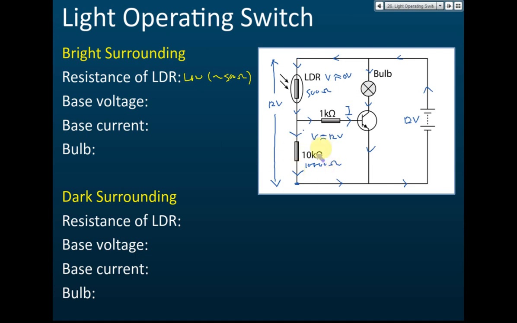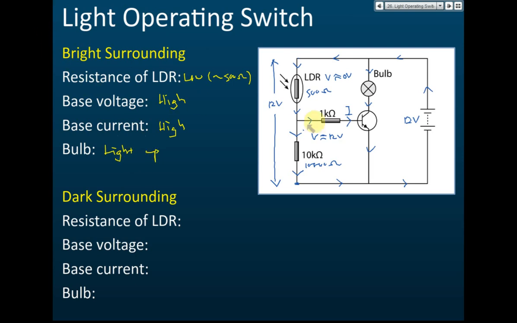Why? Because the resistance here is much higher than the resistance here. And just now we learned that higher resistance means higher voltage. So all this 12 volt goes to the base. So the base voltage will be high, because the resistance here is much higher than the LDR. Now when the base voltage is high, the potential difference is higher, then the current is also higher. If the current at the base is high, then the current at the collector will also be high, because the collector is controlled by the base. So the current at the bulb is also high, and then the bulb lights up.